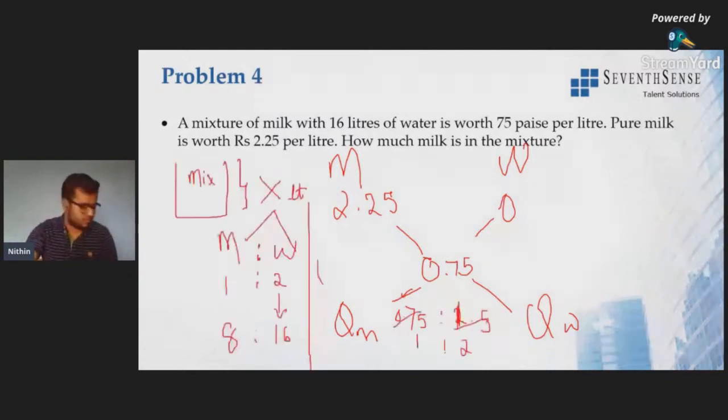Clear? Hope everyone understood this. So 8 is to 16. So 8 liters and 16 liters. All right. We'll go on to the next question.